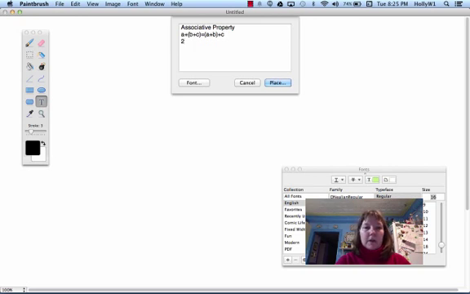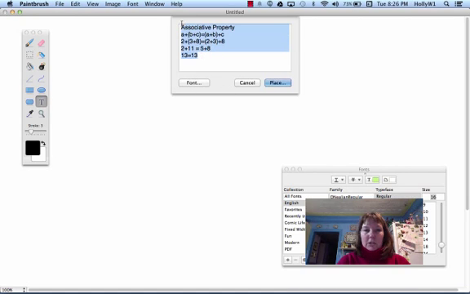So let's look at that in real numbers. Let's say 2 plus (3 plus 8). Is that the same thing as saying (2 plus 3) and then plus 8? Well, 3 plus 8 is 11, and 2 plus 11 is 13. Is that equal to 5 plus 8? 5, 6, 7, 8, 9, 10, 11, 12, 13. Is 13 equal to 13? And it is. So those two things mean the same thing.